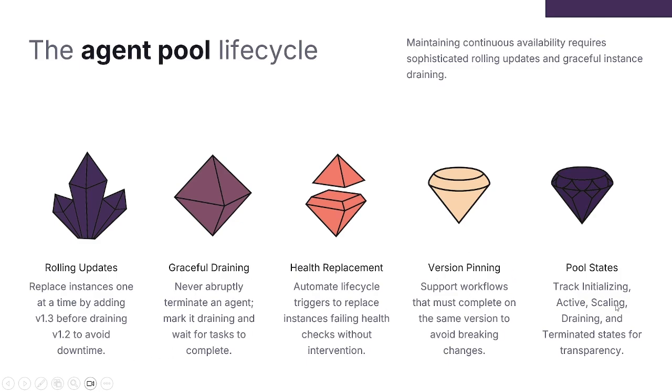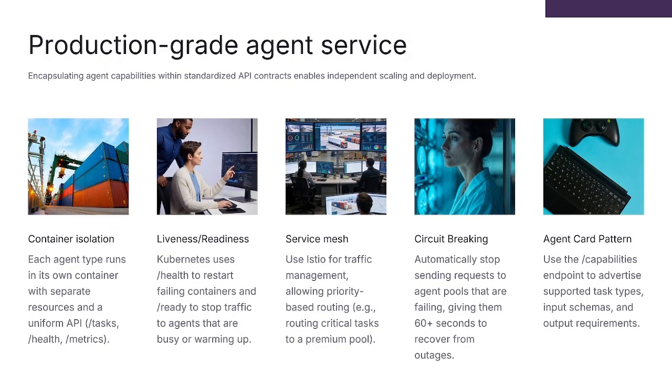Then we have pool state. Track initializing, active, scaling, draining, and terminated states for transparency. Make sure you track what is happening in the agent pool. Track initialization, track agents that are active, track scaling, how you should scale, track draining, that is, when you are draining the agent of a specific session or task, and track terminated states for transparency so that you will not be losing a session or information.